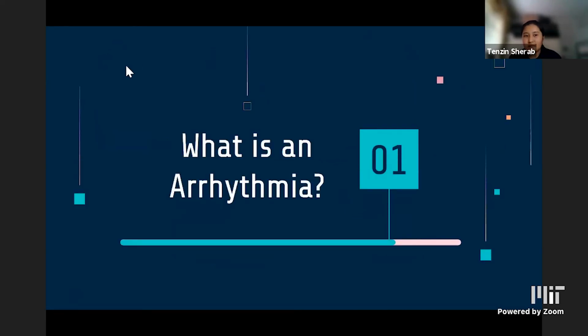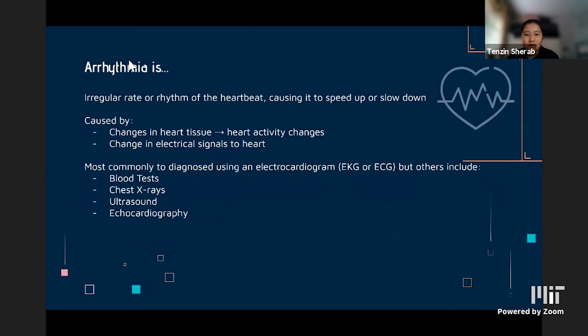So you may be asking, what is arrhythmia? Arrhythmia is an irregular rate or rhythm of the heartbeat, causing it to speed up or slow down. So this can be caused by changes in heart tissue and electrical signals to the heart.